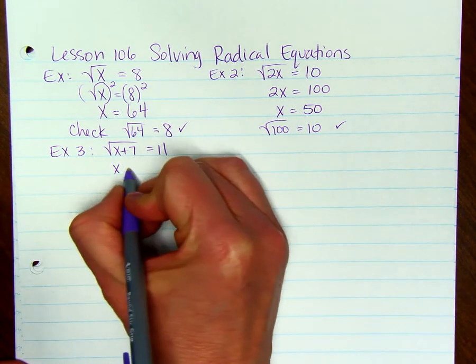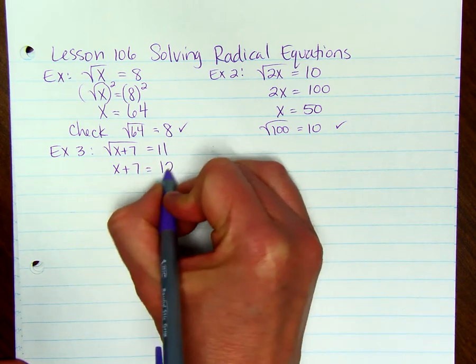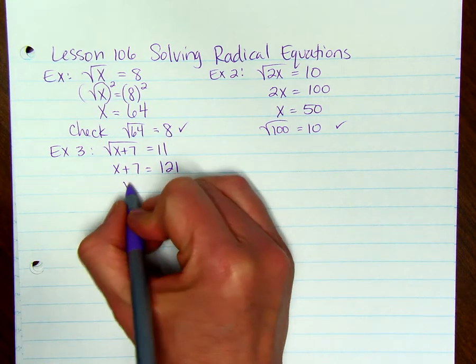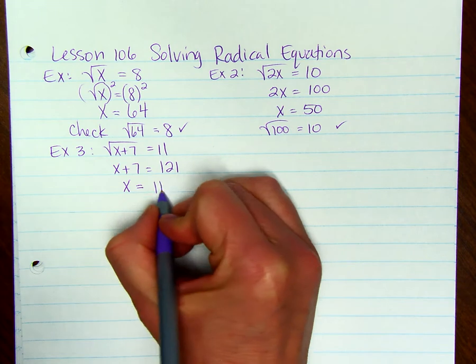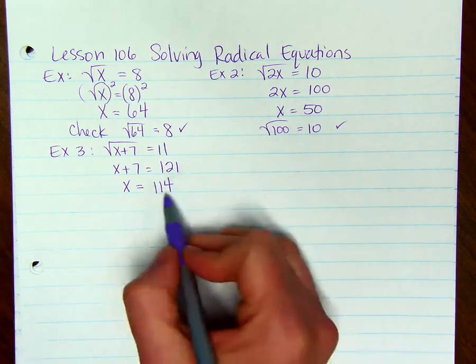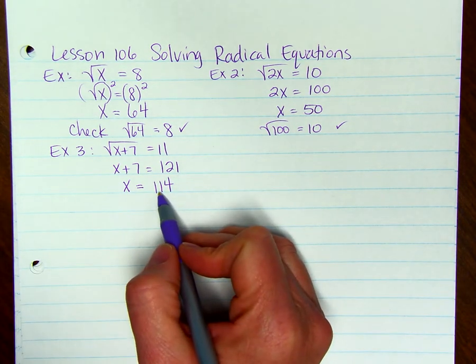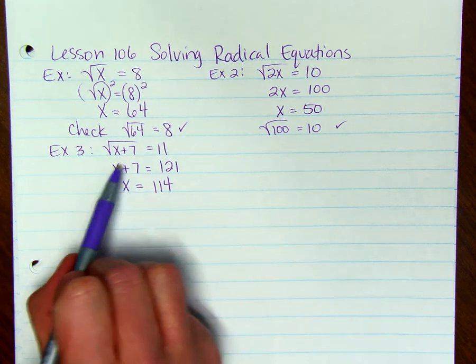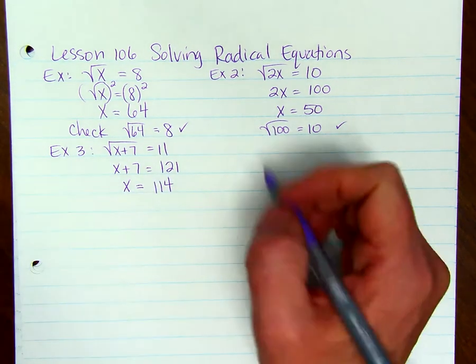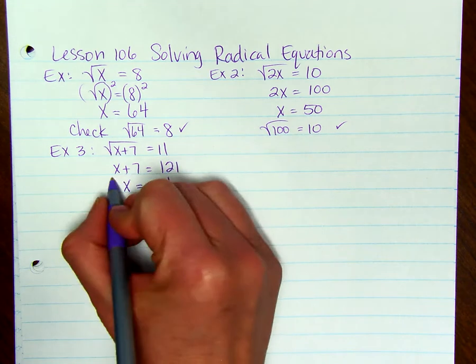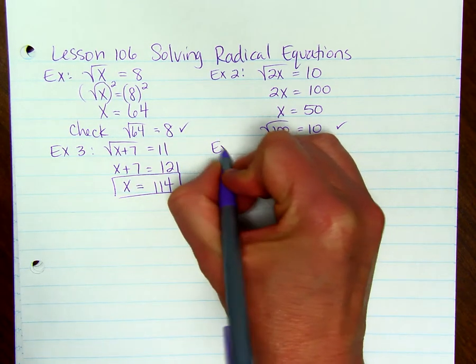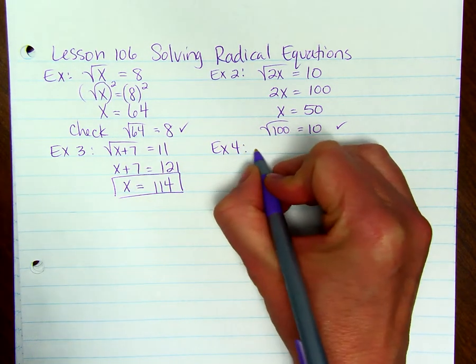On example 3, we have the square root of x plus 7 equals 11. We square both sides, and we get x plus 7 equals 121. Then we're going to subtract 7, and we get x equals 114. And if we add 7 to 114, we get 121, and the square root of 121 is 11. So that works. So it's good to check your work, make sure you have the right answers.